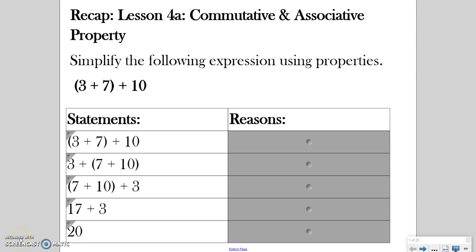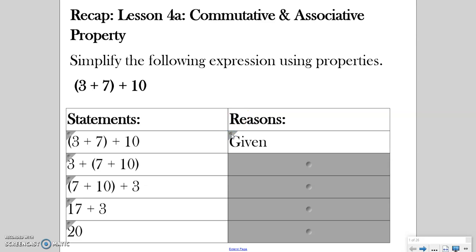Hi, before we go into our next lesson, we're going to review commutative and associative property. They gave us an expression and then we have to simplify it, which I already unveiled, and we need to write the reason based on what has been done for each step. So for the first one, it's given.